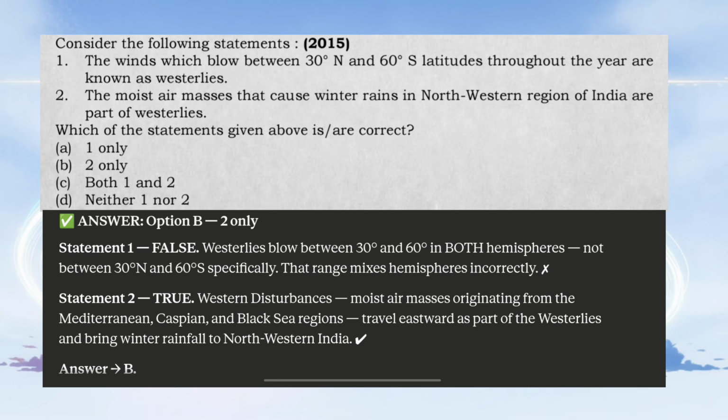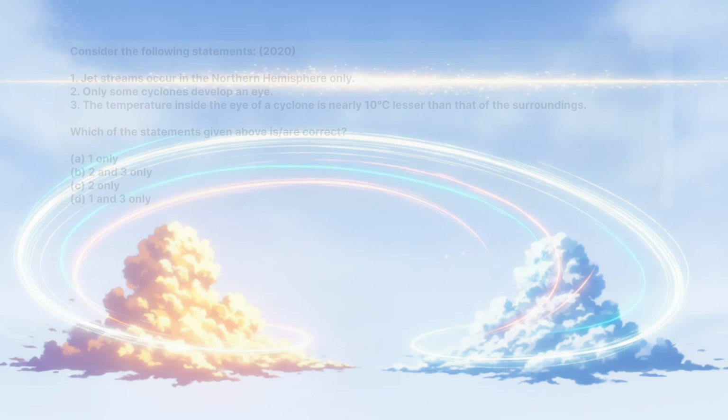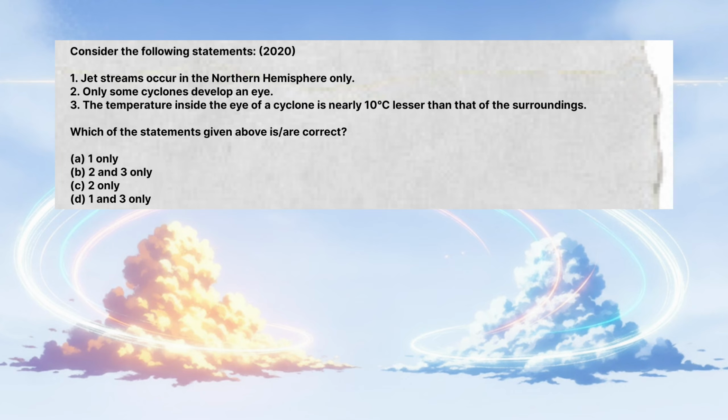Answer, option B, 2 only. Statement 1 false. Westerlies blow between 30° and 60° in both hemispheres, not between 30° N and 60° S specifically. That range mixes hemispheres incorrectly. Statement 2 true. Western disturbances, moist air masses originating from the Mediterranean, Caspian, and Black Sea regions travel eastward as part of the westerlies and bring winter rainfall to northwestern India. Answer B. Question 18, UPSC Prelims 2020.